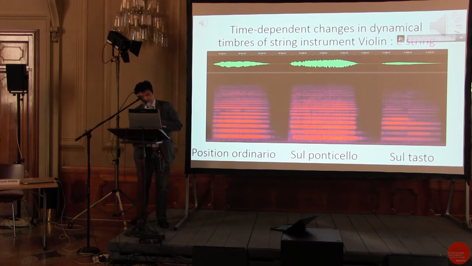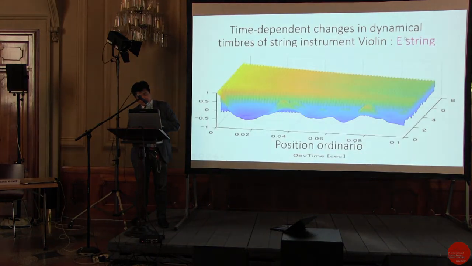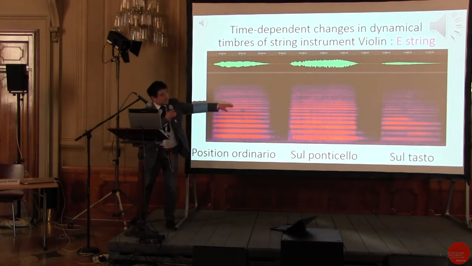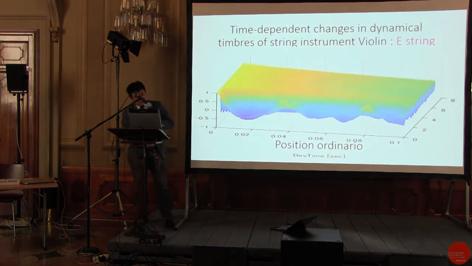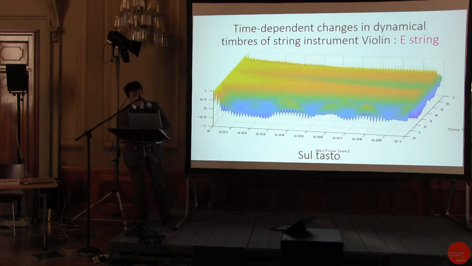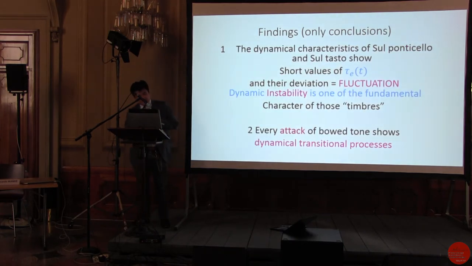This is also the violin E string. I quit this. It's not so easy to find any change, or it is somehow uncertain, but in such a calculation we can see these fine motions. This is the sul tasto case. And not only showing figures, we can calculate every minute feature of something like this. I skip this, but tau e t is very important, and fluctuation plays a fundamental role in such things.